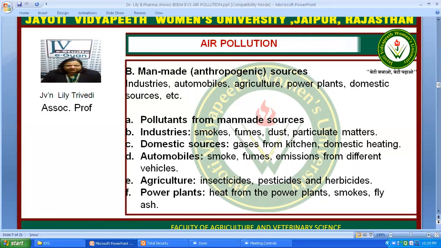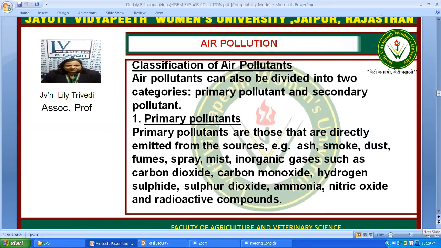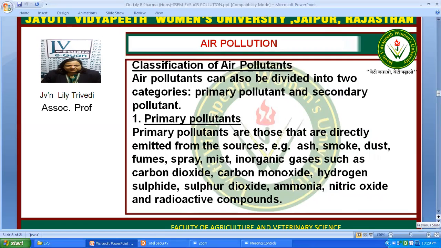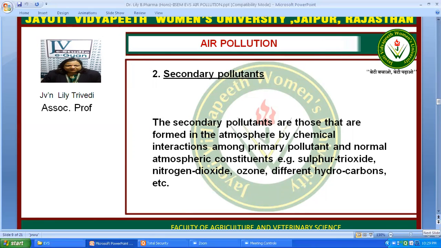Automobiles emit smoke, fume, emissions from different vehicles. In the agriculture sector, the insecticide, pesticide and herbicides are responsible. From the power plants, we have the heat, smoke and fly ash. We can also classify the air pollutants as primary and secondary. Primary are those which are directly emitted from the source, such as ash, smoke, dust, fumes, and so many other gases, radioactive compounds, etc. And the secondary pollutants are those that are formed in the atmosphere by chemical interaction among primary pollutants and normal atmospheric constituents, like sulfur trioxide, nitrogen dioxide, ozone, etc.